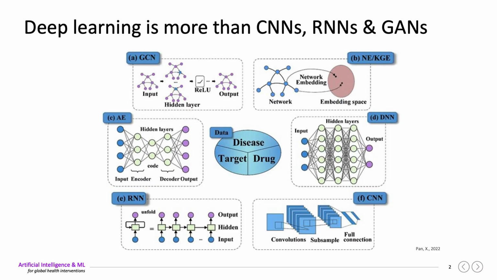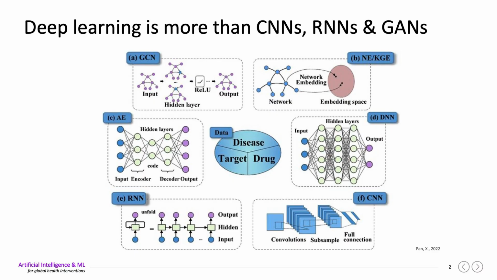Here we're reminded that deep learning is much more than CNNs, RNNs, and GANs. It shows a panel of architectures often used in biomedical discovery, arranged around a central triangle of disease, target, and drug. Panel A is a graph convolutional network, or GCN, showing an input graph passed through a hidden layer with a ReLU nonlinearity to produce an output graph.